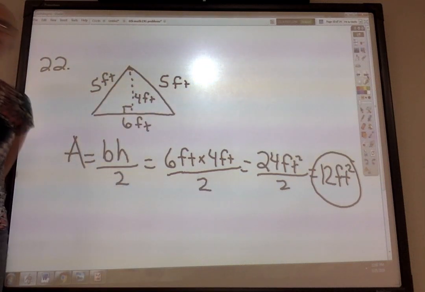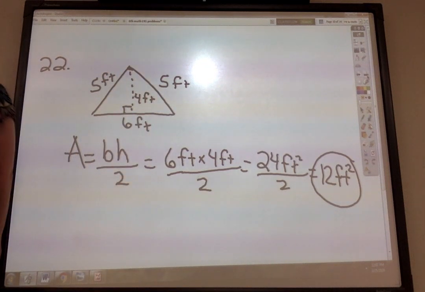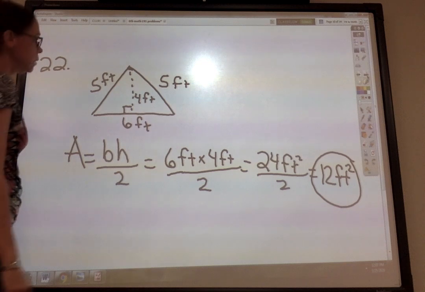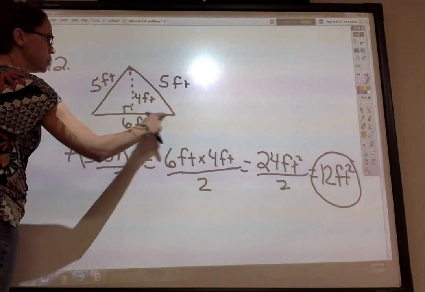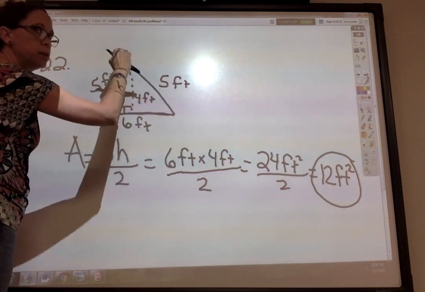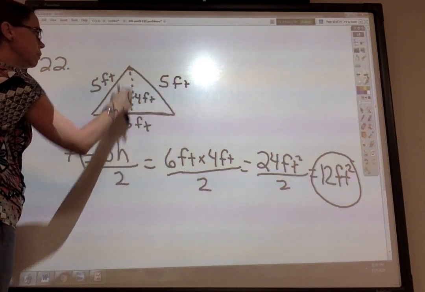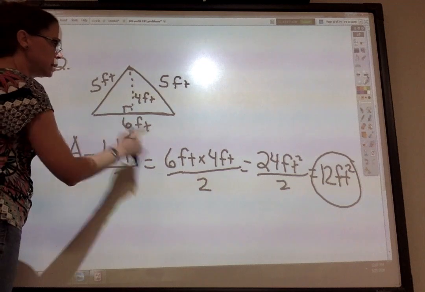Okay, number 22. Area of this triangle. Area of a triangle, the formula is base times height divided by 2. This is our base. Make sure you don't use this as a height. A base and a height have to form a right angle. So my base is 6 feet.